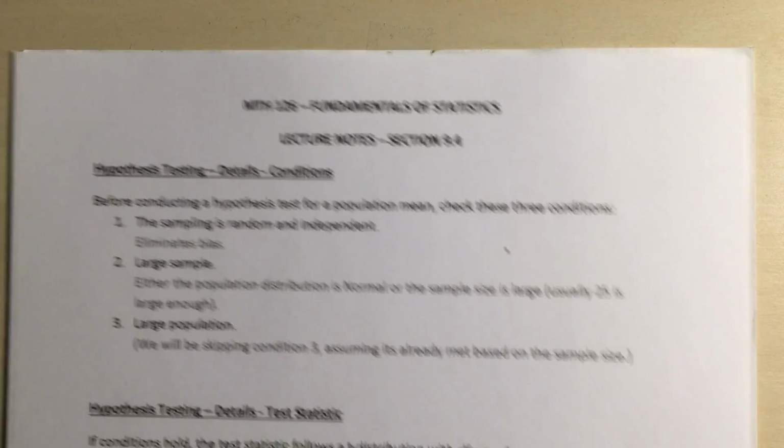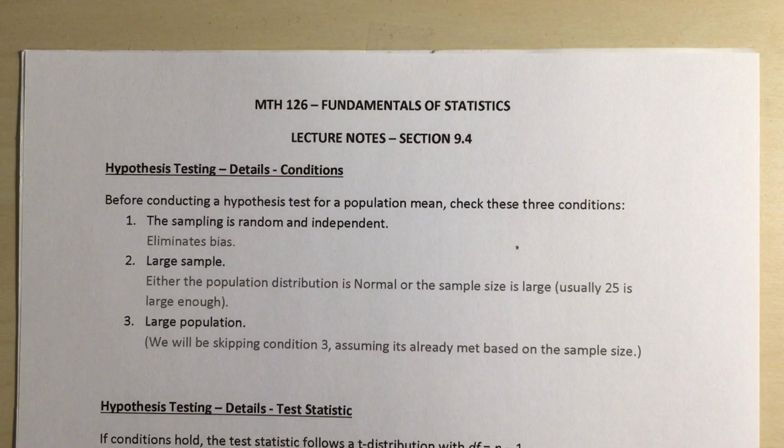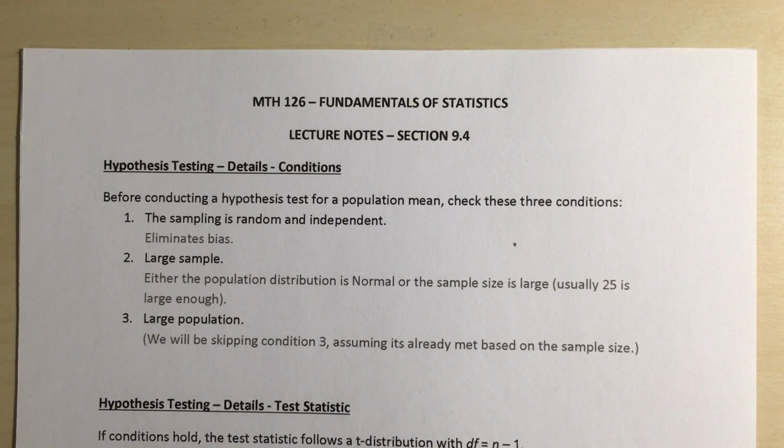Our conditions. Before we do the test, we will want to check our conditions. The sample is random and independent. We have a large enough sample. Again, we're going to use 25 as our cutoff, and then a large enough population. We're just going to skip condition 3, assuming that it's already been met based on our sample size.